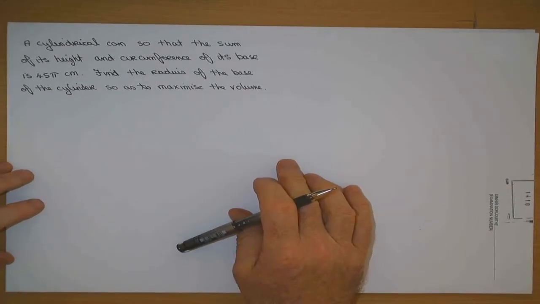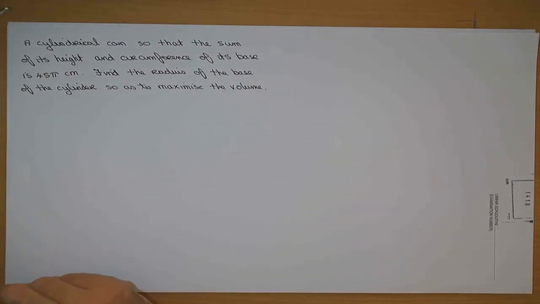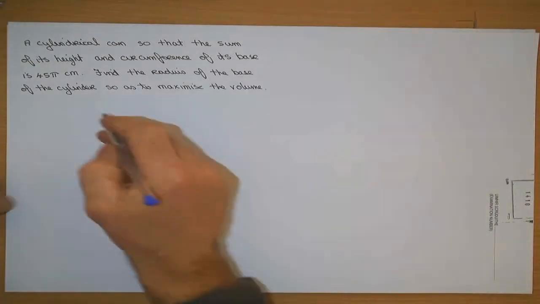I have a cylindrical can such that the sum of its height and the circumference of its base is 45 pi centimeters. And I have to find the radius of the base that will maximize the volume. All right? So first step, I would draw it. So let's draw it. I have a cylindrical can.